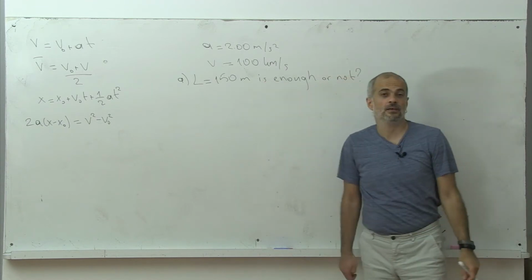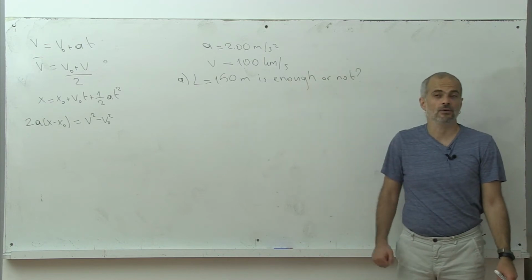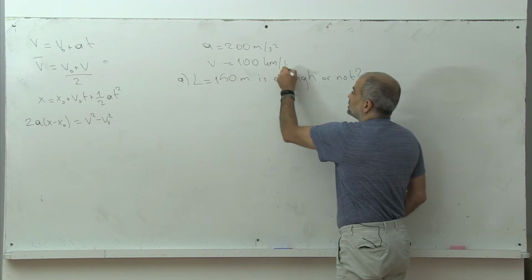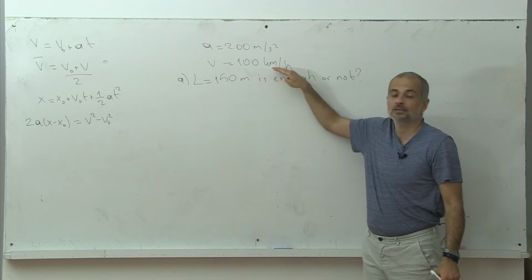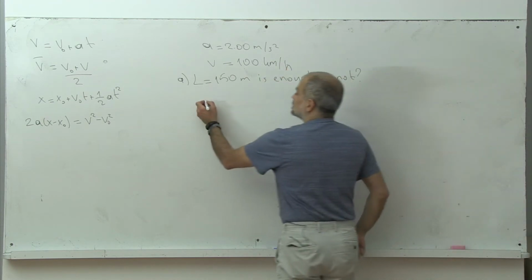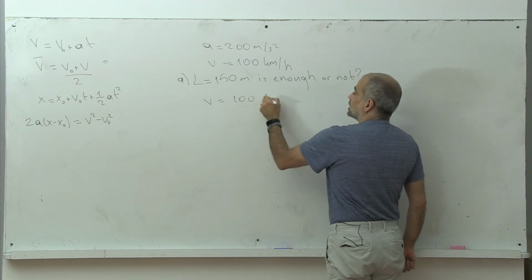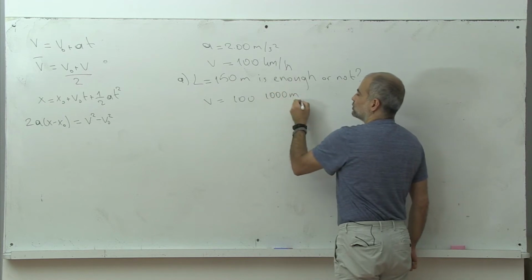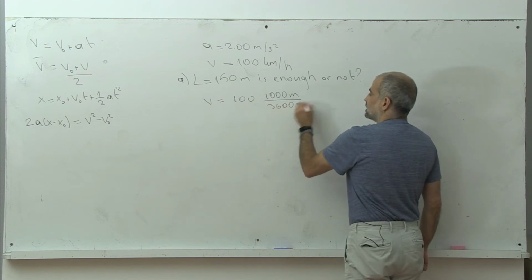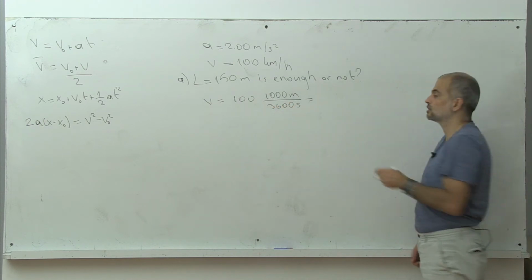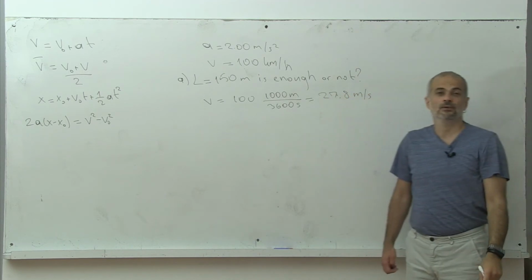And then if it is not enough, what should be the minimum distance of this runway so that such a plane can take off? Now first let's change the units of our speed. We are using meters and seconds, not kilometers per hour. So the velocity of this plane for takeoff should be 100 times 1000 meters, that is 1 kilometer, divided by 1 hour, which is 3600 seconds. So the speed of this plane should be 27.8 meters per second just before the takeoff.